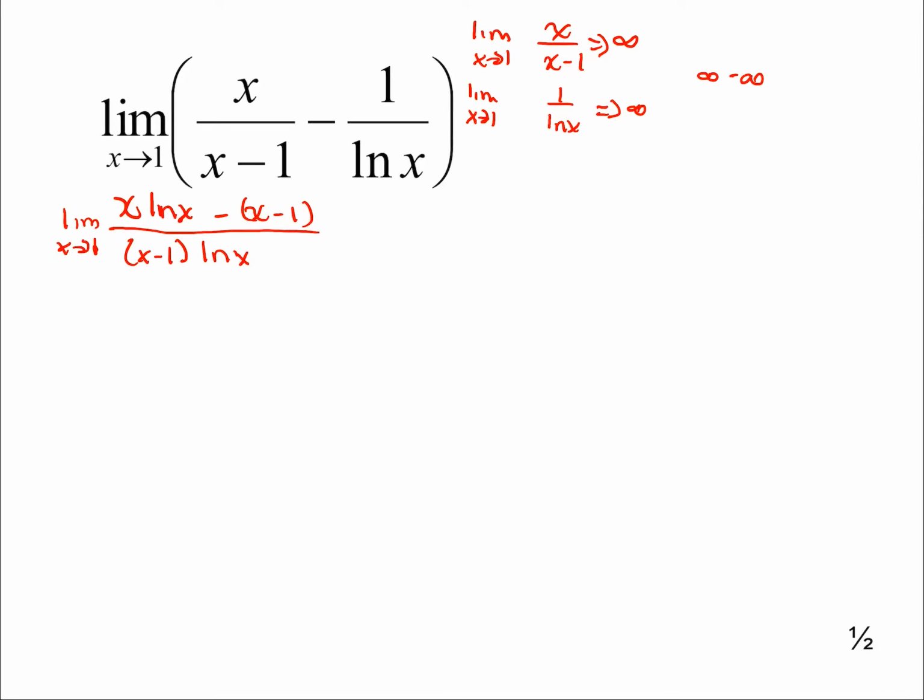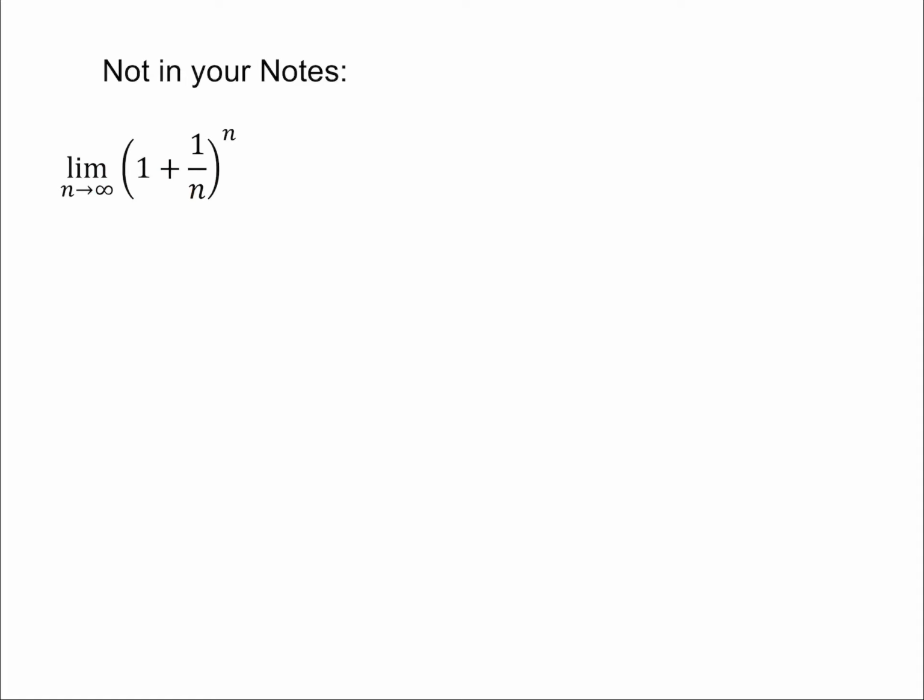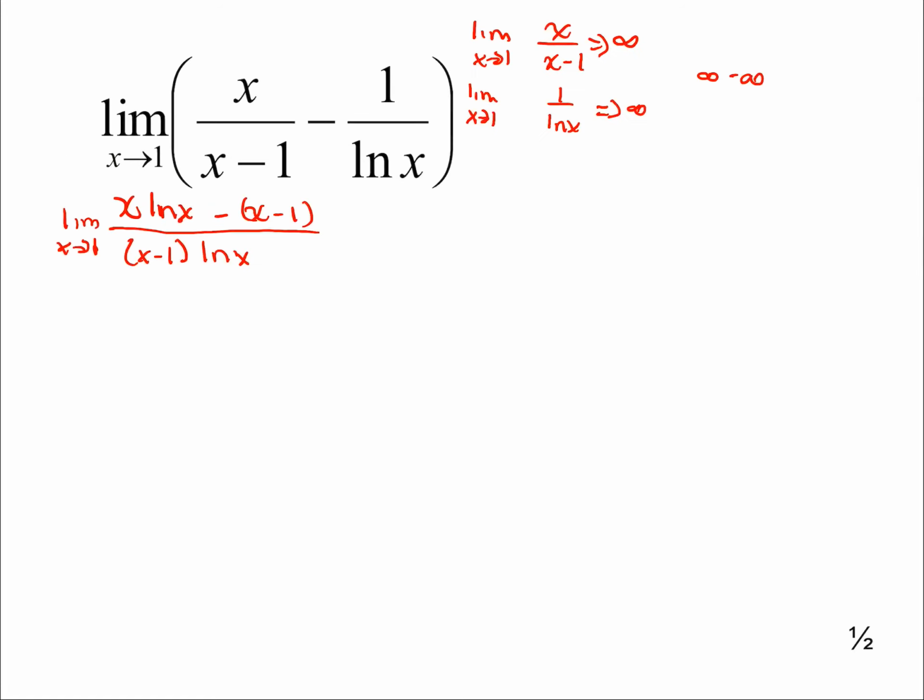So if I do the limit as x approaches 1, the natural log of 1 is 0. Sorry about that. So this is 0, and x minus 1 will give me 0 as well. So I have 0 in the numerator. x minus 1 is 0 times natural log of x, so that's 0. So it's in the indeterminate form of 0 over 0. So then what I need to do is take the derivative of both sides.